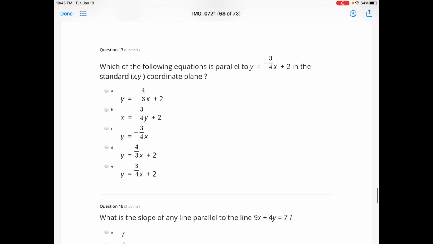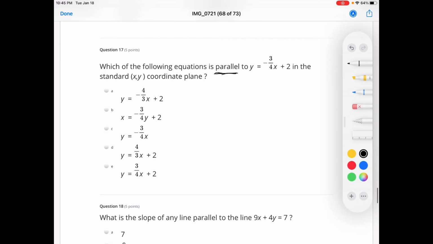All right. Which of the following equations is parallel to this line? Parallel means it has the exact same slope. So perpendicular is opposite reciprocal, parallel is exactly the same. So this is already in slope-intercept form, so the slope of this line is negative 3 over 4. So I'm looking for the exact same slope. Y equals negative 3 over 4x. And so it's going to be C.